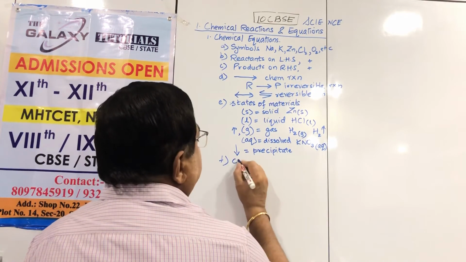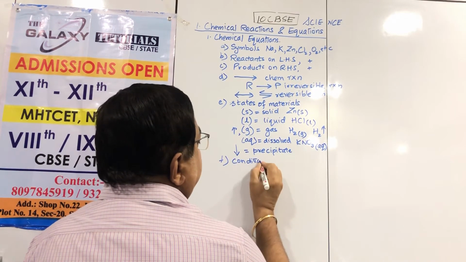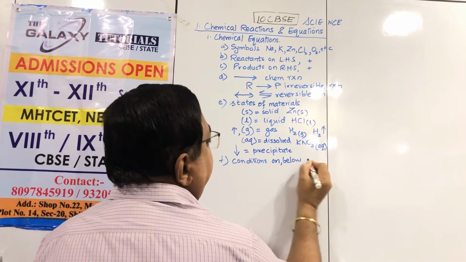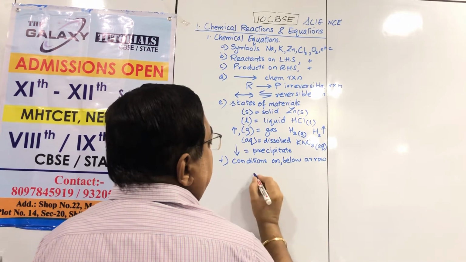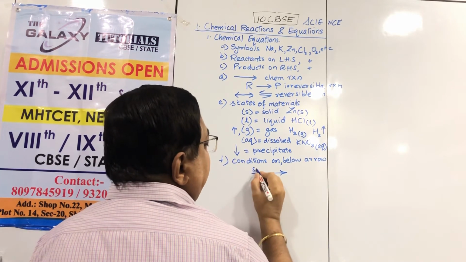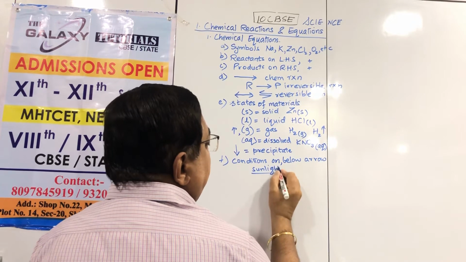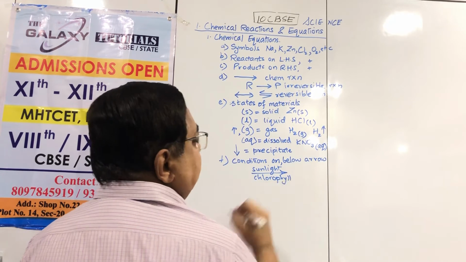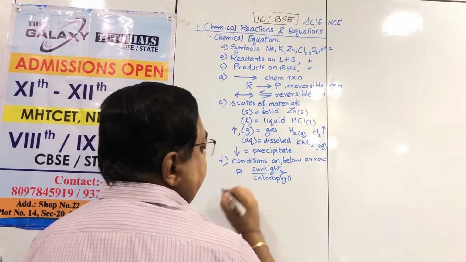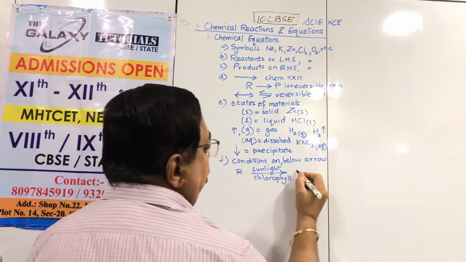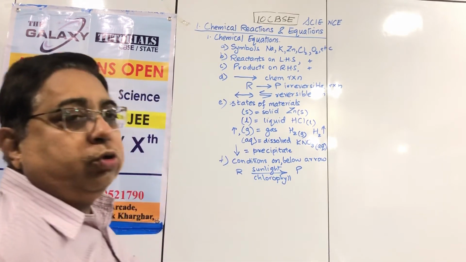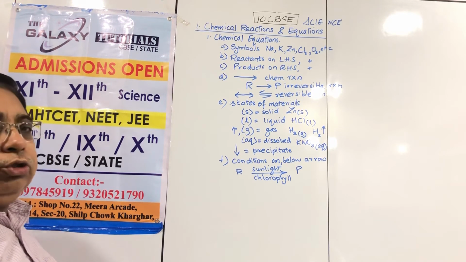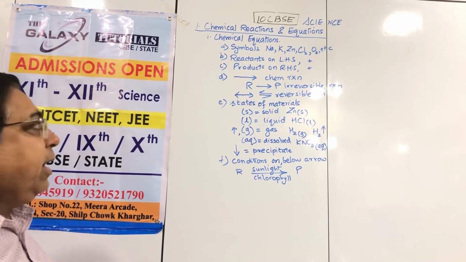Sixth, conditions are shown on and below the arrow. For example, I will write here sunlight, and I will write here I need chlorophyll. So, unless these conditions are met, my reactants, that is CO2 plus H2O, will not become products, that is glucose plus water. So, this is how we have to learn all the shortcuts for writing the chemical reactions.